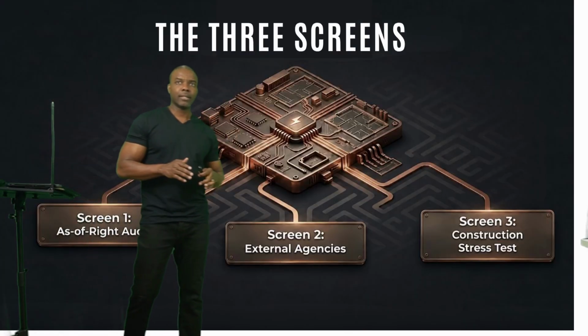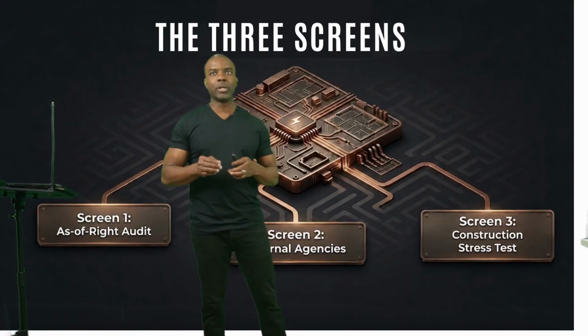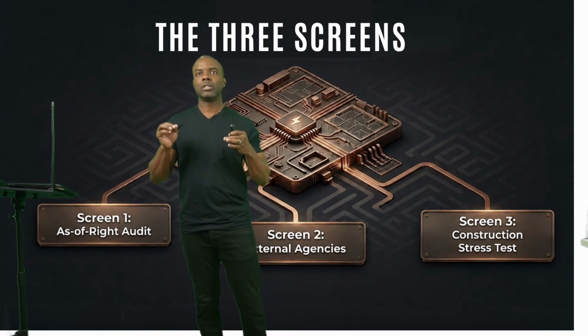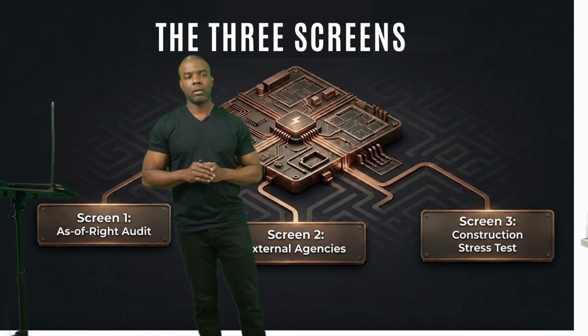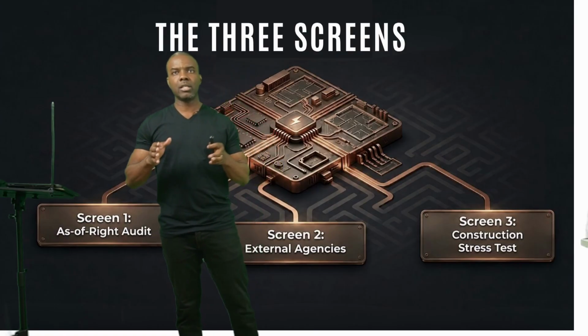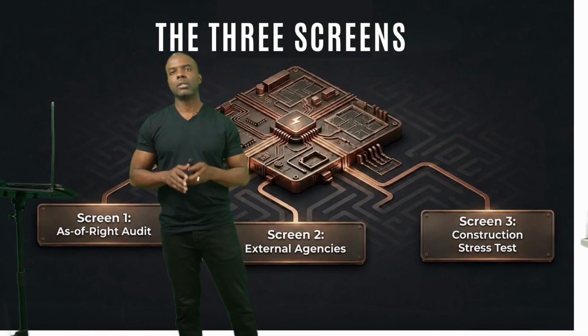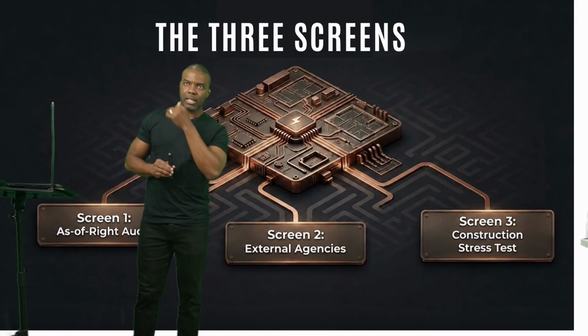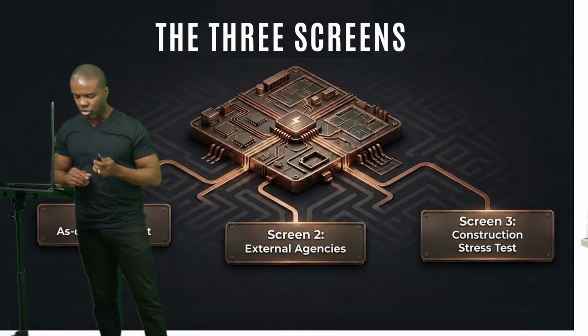Today, this presentation is going to be about 3 screens. We're not messing around with fancy words here. The first screen is the as-of-right audit. The second screen is external agencies, and the third screen is the construction stress test.